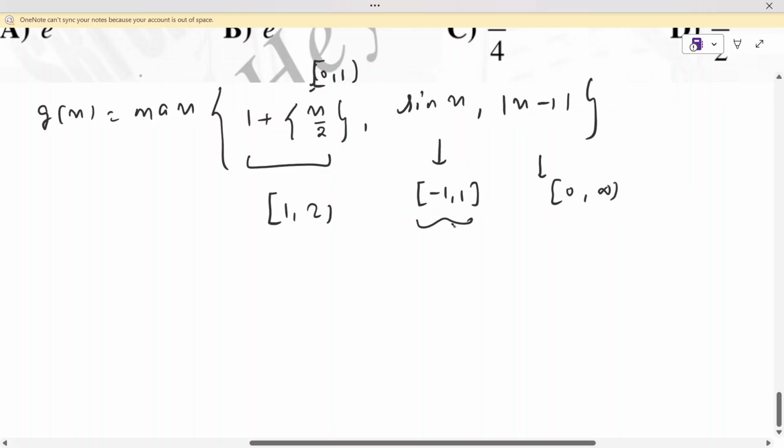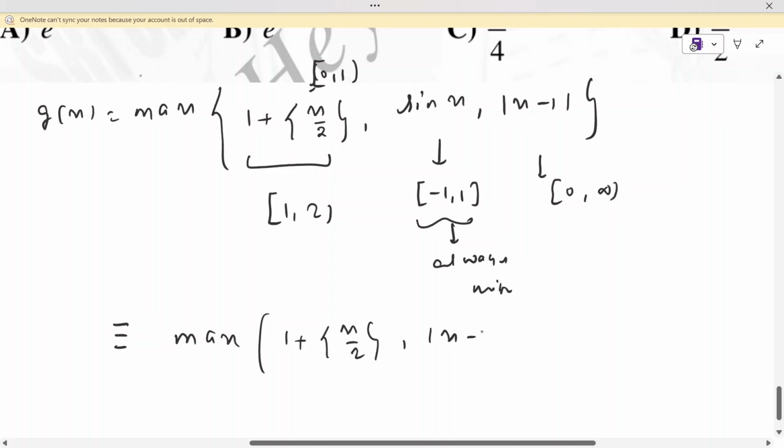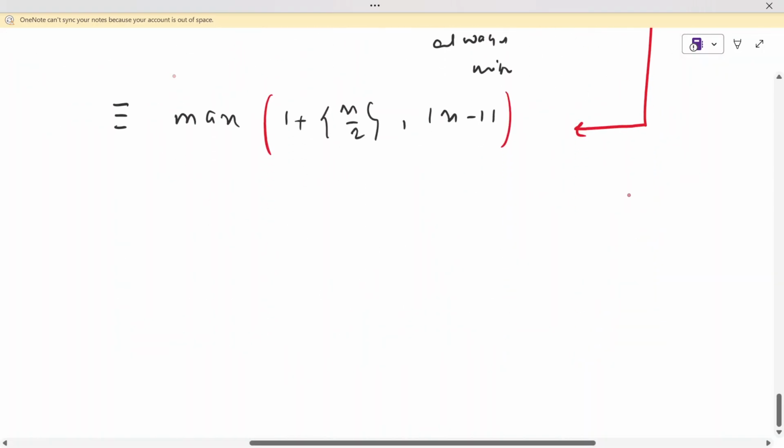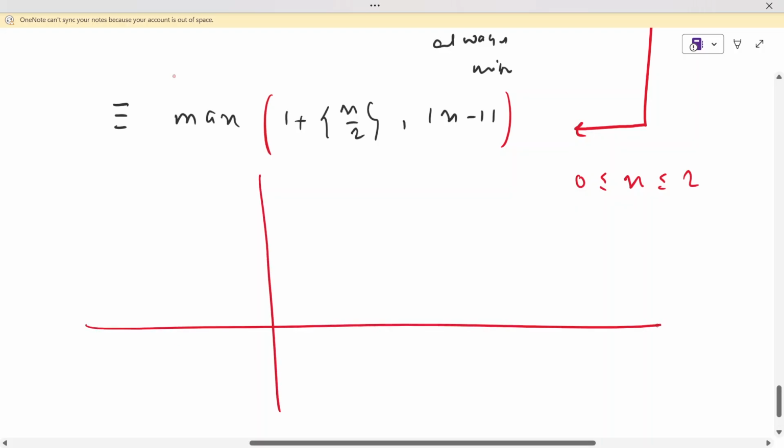One thing is for sure, this is always a minimum, right? So this is identical to the maximum of 1 plus fractional part of x by 2 and modulus of x minus 1. So it always gives us the minimum value in the interval, isn't it? Whatever, I can use this to take this particular step. The second thing is I can plot the graph of this. It says between 0 and 2, so what I will do is simply take the part by 2, simply, right?